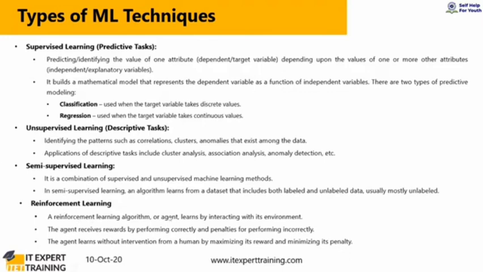In reinforcement learning, the algorithm, otherwise called a software agent, learns by interacting with its environment. It will communicate with the environment and try to adjust its behavior based upon its understanding from the interaction it has made with the environment. It will try to correct itself. The agent receives rewards for performing correctly and penalties for performing incorrectly. Whenever it makes a correct decision, it will reward itself; whenever it makes a wrong decision, it will penalize itself. Based upon that, it will try to correct its behavior.